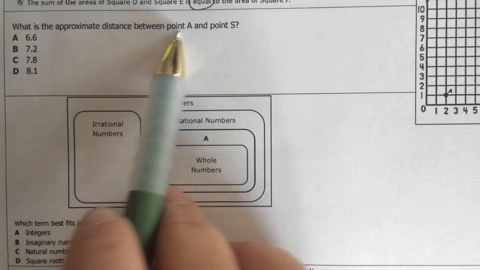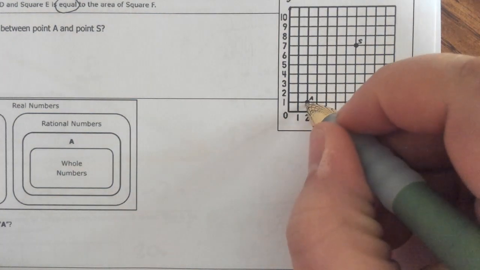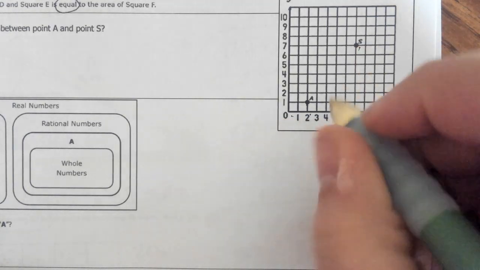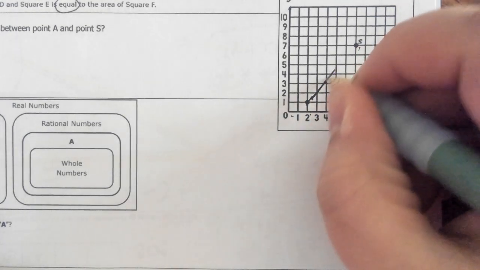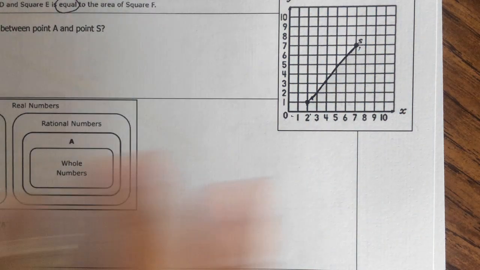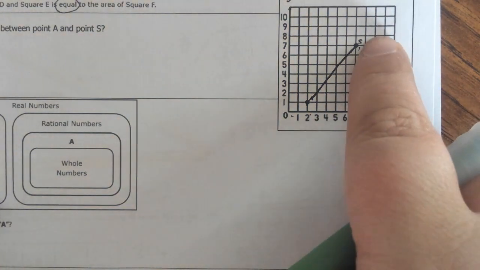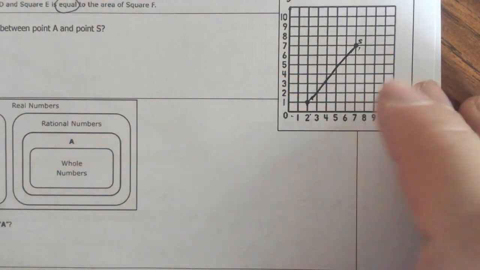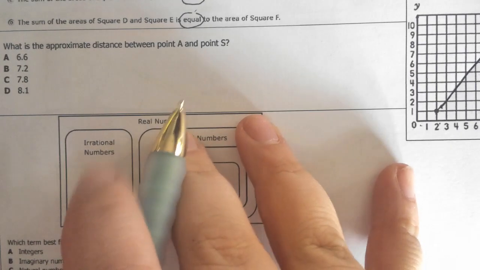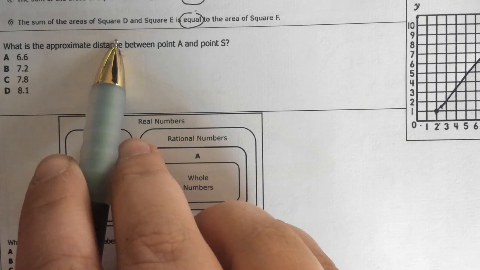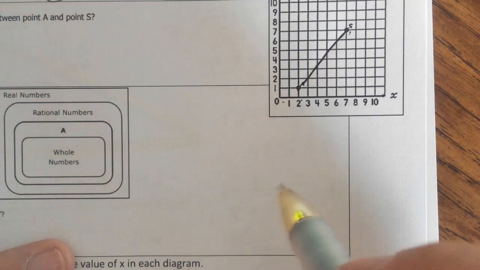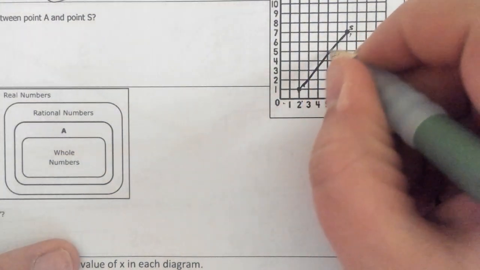Okay, next wants to know the approximate distance between point A and point S. On this graph we have point A at 2, 1 and point S at 7, 7. So I want to know the distance between them here. Previously we were finding the slope, which would tell you how steep, or the rate of change, which tells you how this changes over time. We don't want to know how it's changing or how steep this line is. I want to know the length of this line. I want to know how long it is in units. So I'm looking for the distance.